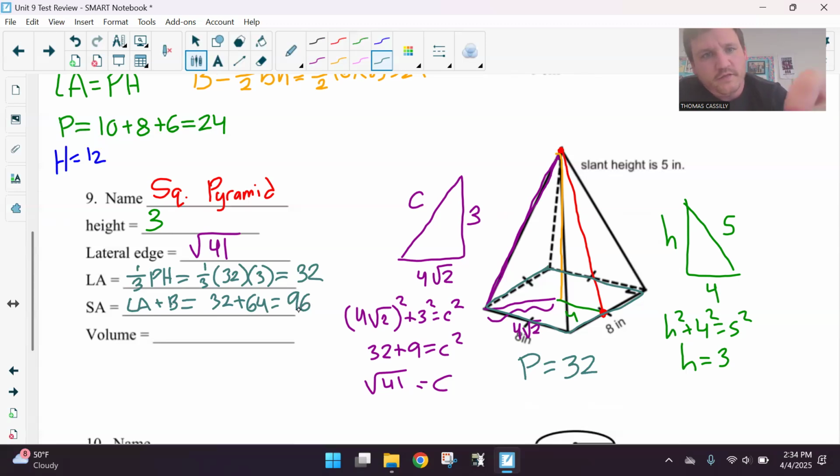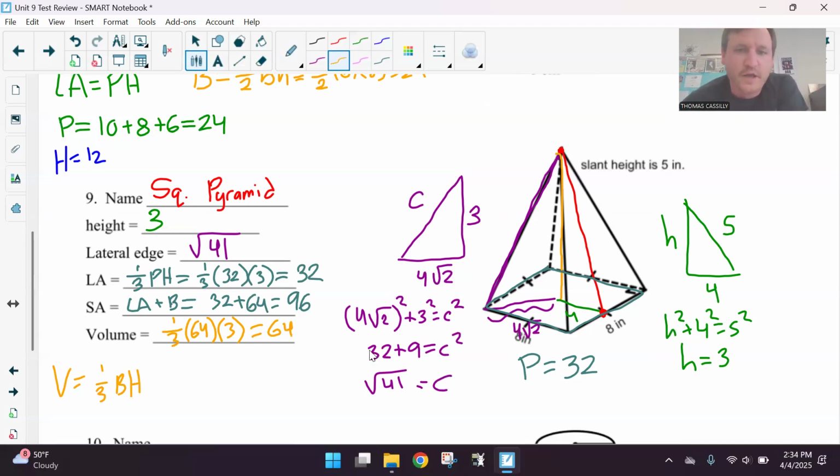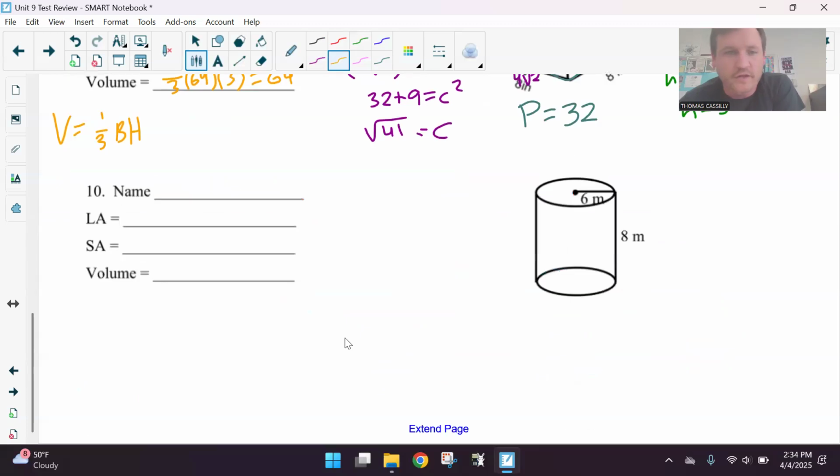All right. And the volume formula is 1/3 capital B times H. So that is going to be 1/3 times the base, which was 64, times the height, which is 3. So the volume of this is 64. 64 what? 64 cubic inches. The lateral area and surface area are all square inches. And then the height and the lateral edge are just regular inches. All right, so that one's done. Again, don't worry about the lateral edge.